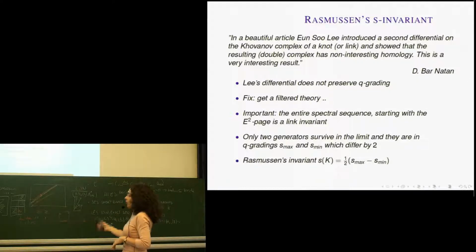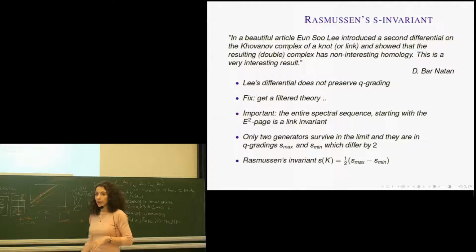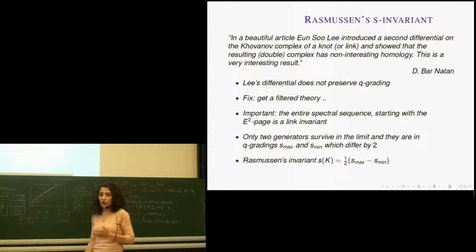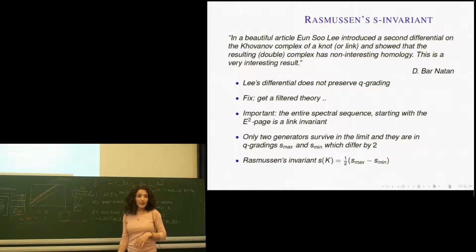This is a beautiful note by Bar-Natan that Lee repeated in his paper. In a beautiful article, he introduced a second differential on the Khovanov complex of an oriented link and showed that the resulting double complex has a non-interesting homology, just 2^n. This is a very interesting result.